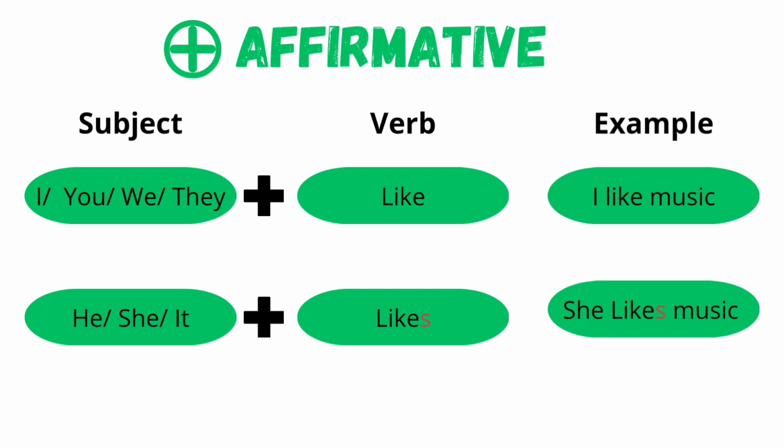In affirmative form, we use the subject plus verb. Example, I like music. And in the third person singular, we add s to the verb. Example, she likes music.